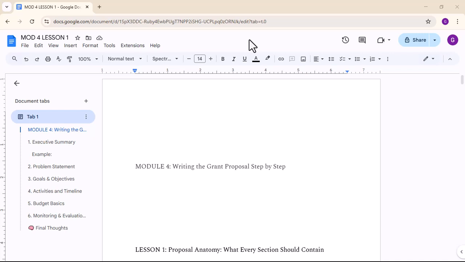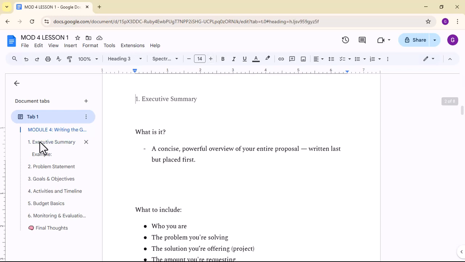Now, if you are putting your proposal together, these are the foundation, right? These are the foundation and the basics that you should know. So let's delve into the structure and the essential sections of a grant proposal step by step. So first is the executive summary.